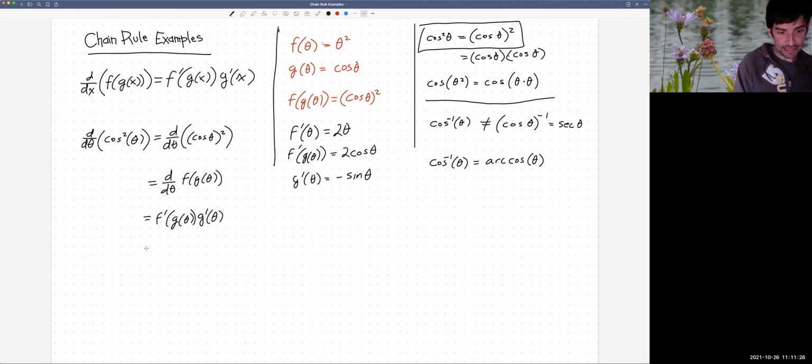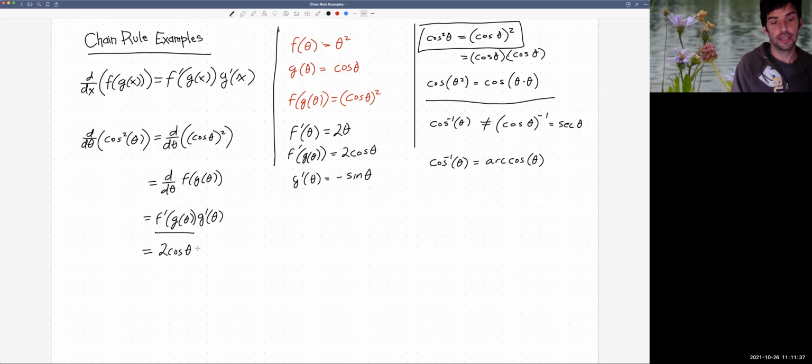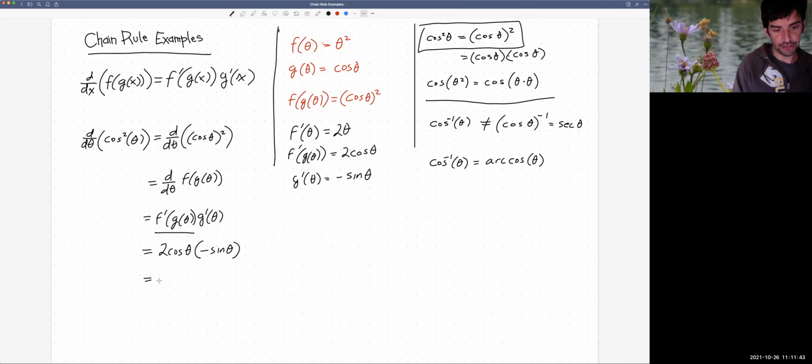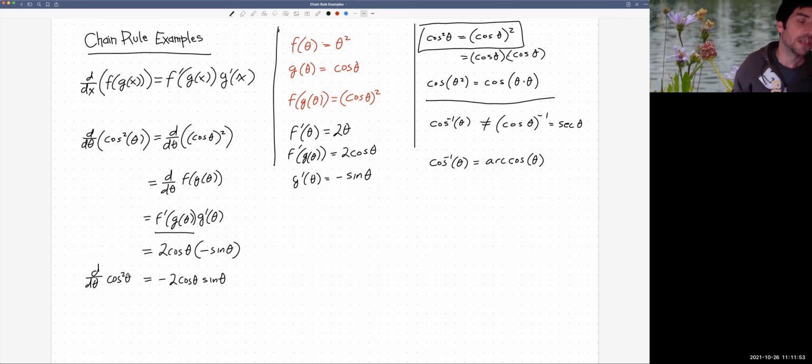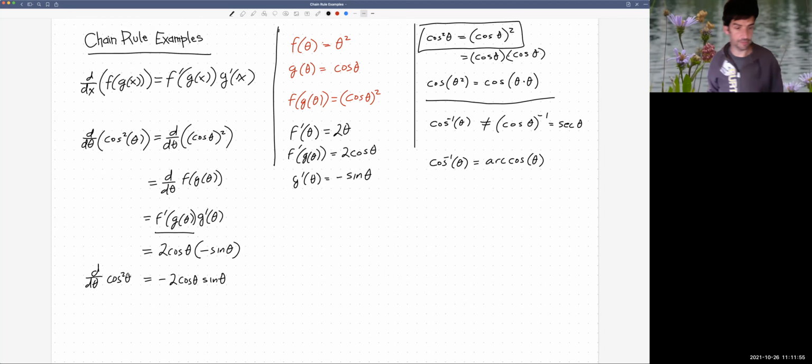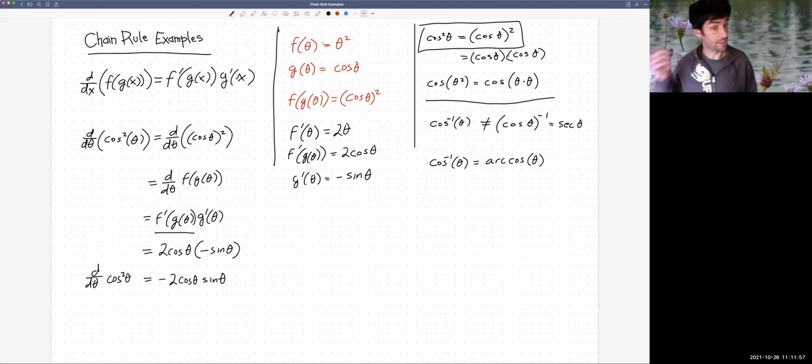So now I have all my pieces. I just need to write them in. F prime of g of theta is 2 cosine theta. And then I'm multiplying it by g prime of theta, which is negative sine theta. I'm going to just rearrange it to make it look a little cleaner: -2 cosine theta sine theta. And there is our derivative of cosine squared theta.